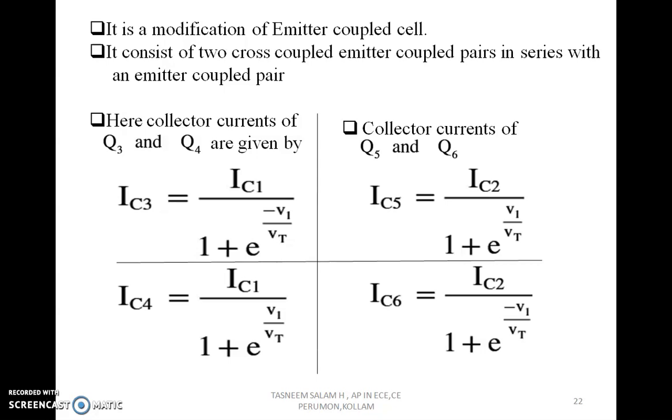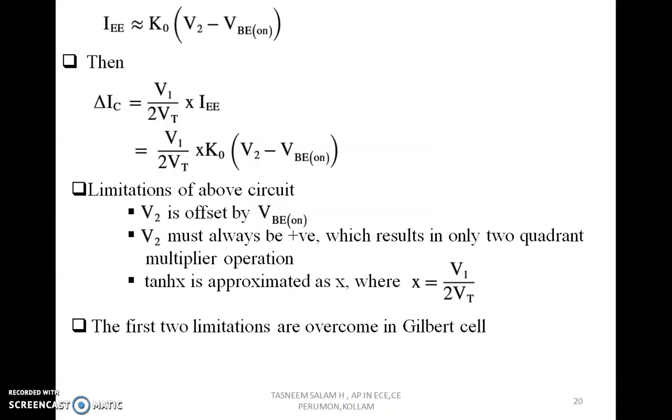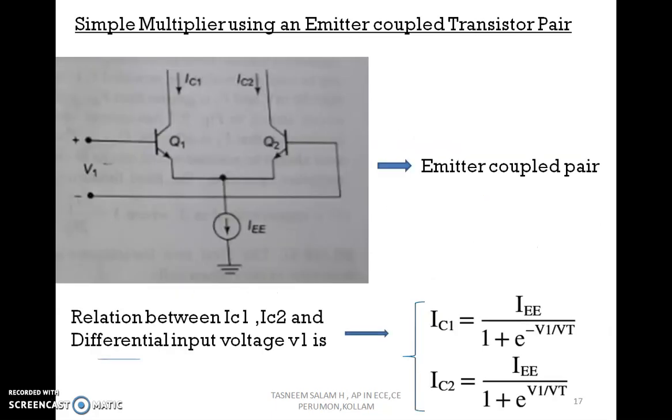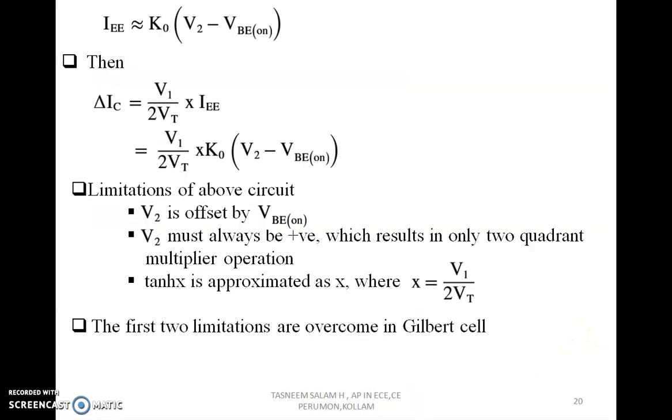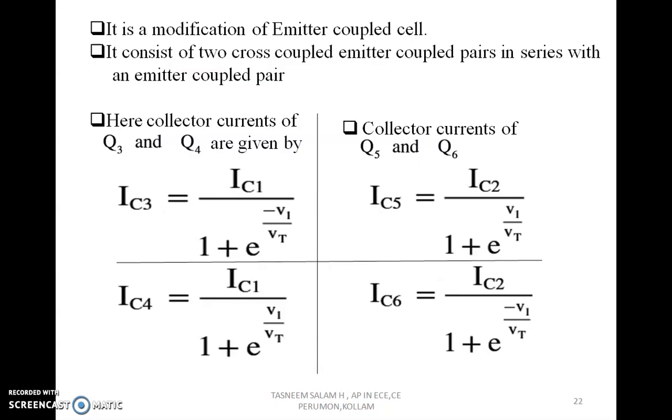Here the collector currents of Q3 and Q4 are given by these equations. See, these equations are the general relationship of the emitter coupled pair, which we saw in the first few slides. See, this is a general equation: the current over here divided by 1 plus e raised to minus V1 by Vt. The same relationship is used here. So you can understand if you compare the circuit and the equation.